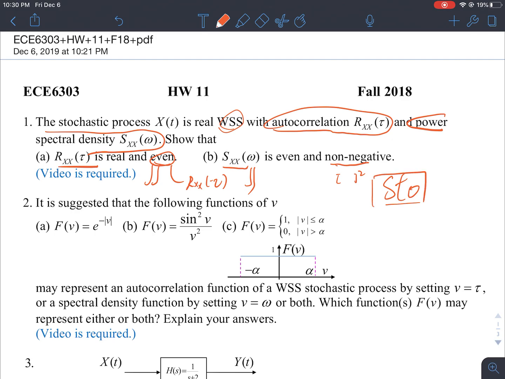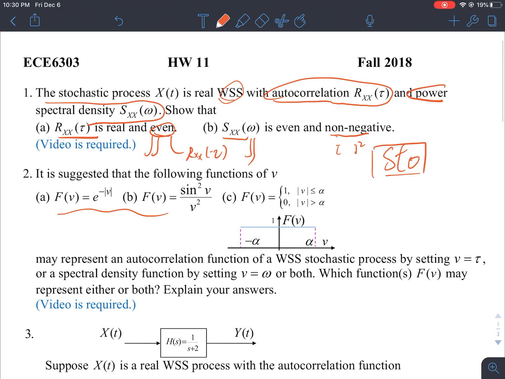And basically, let's look at this question. We have 3 functions here, and for each function we need to think about whether it can represent a stationary stochastic process. Basically, what we need to do is the same thing as above: write down the autocorrelation and the power spectrum density.